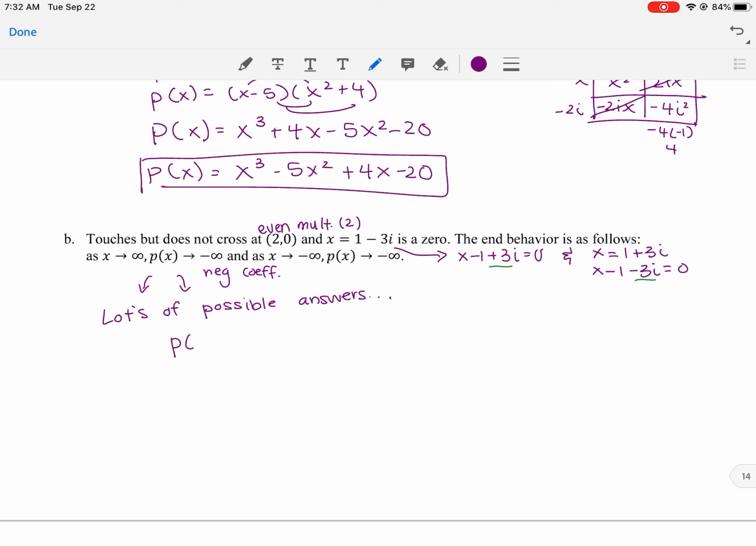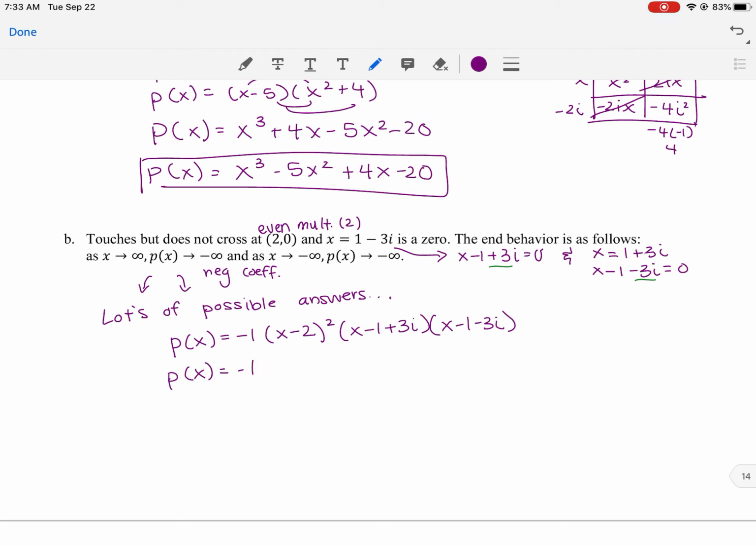So if I call it p of x and I want a negative coefficient, I think an easy negative coefficient is negative 1. Okay, x equals 2 has an even multiplicity, so x minus 2, I'm going to call that squared. Okay, over here we have x minus 1 plus 3i, x minus 1 minus 3i. Okay, now we just got to multiply. I'm going to leave the negative 1 out front till the end.